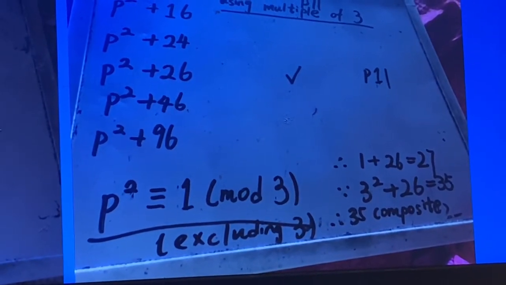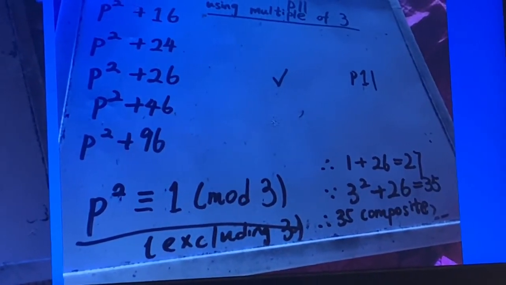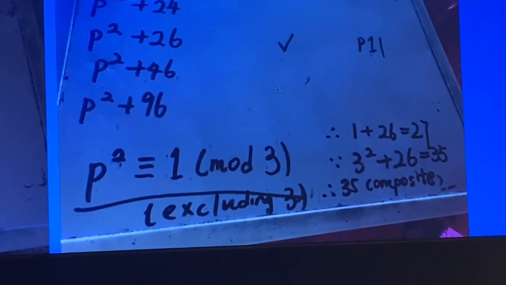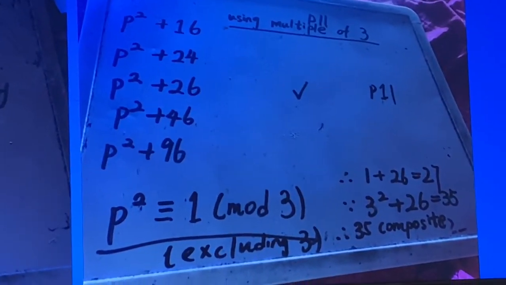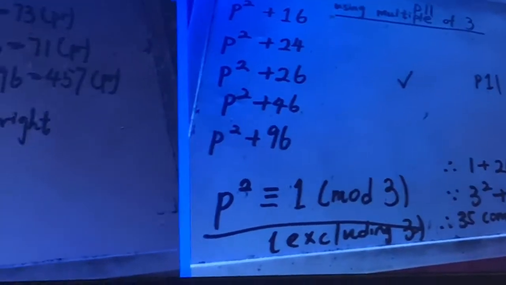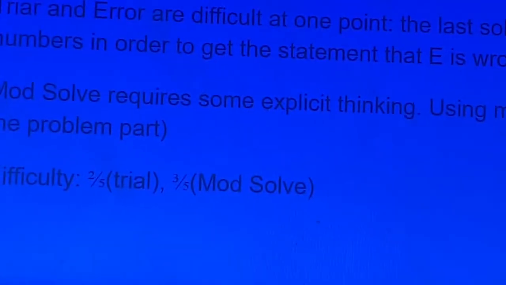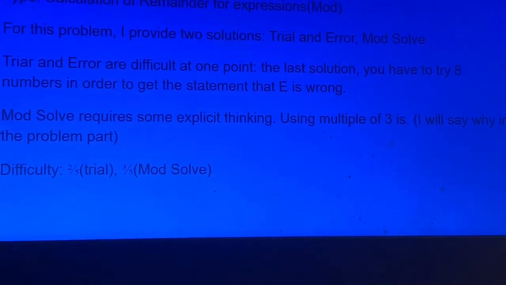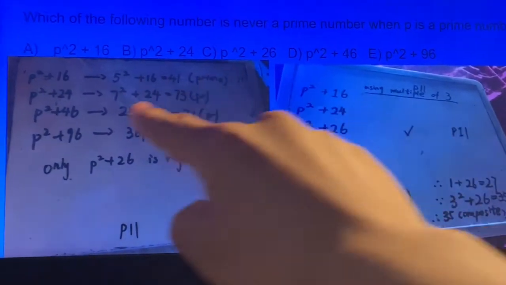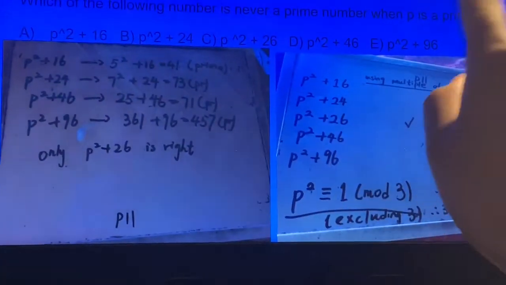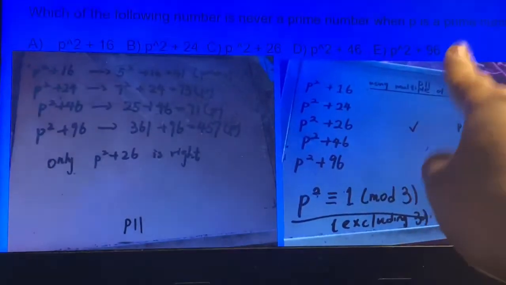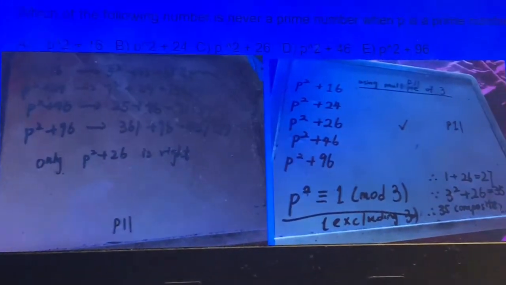And we know that we plug in 3. 3 squared plus 26 is 35. 35 is composite. So we know that this is never going to be a prime number. Trial and error is different at this point. When you decide this and this, you have to choose many numbers in order to decide whether this is prime or not.